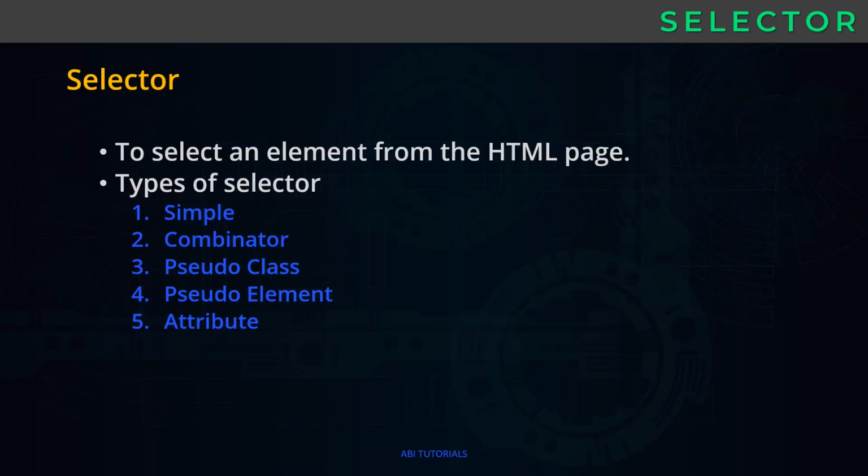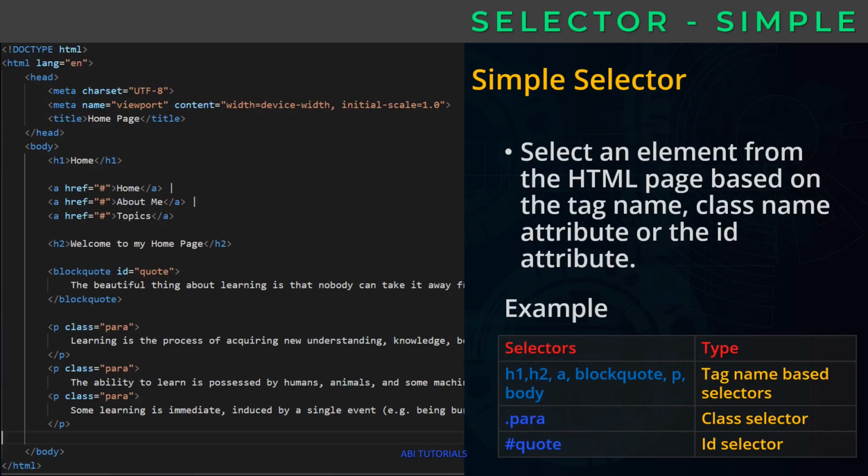In the previous example, we have seen a very simple selector which uses tag name as the selector. There are also other methods using which we can select sections of a HTML page. Currently, CSS provides 5 main classifications of selectors. They are symbol selector, combinator selector, pseudo class selector, pseudo element selector, and attribute selector. Let's now see each selector in detail.